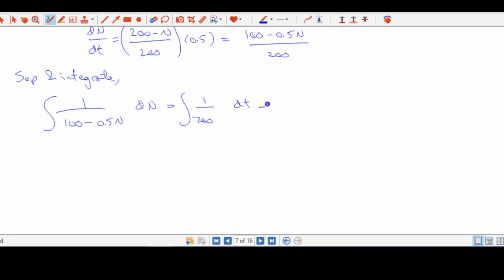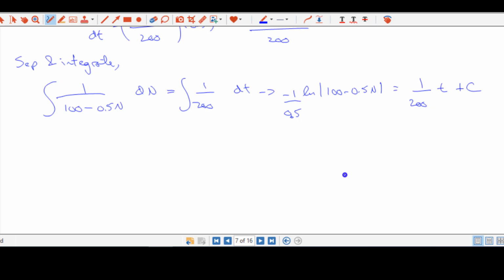And then we integrate both sides. The right-hand side is the easier part. It's just 1 over 200 times t. The left-hand side is a logarithm. We have to be a little bit more careful with this one because the negative 0.5 has to show up as a constant outside as well. When we differentiate this, we would get a negative 0.5 popping out to cancel that. We need the negative 0.5 in the denominator there. And can't forget our plus c. So we've separated, and then we integrated, and now we're going to solve for n.